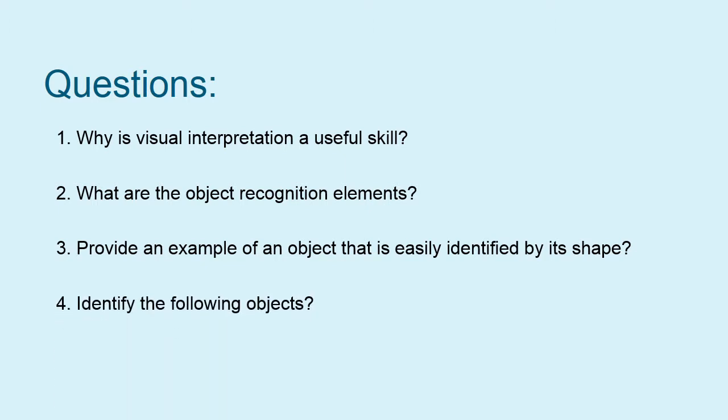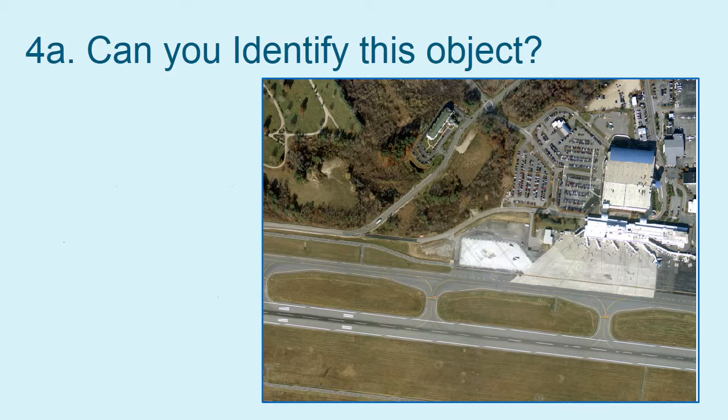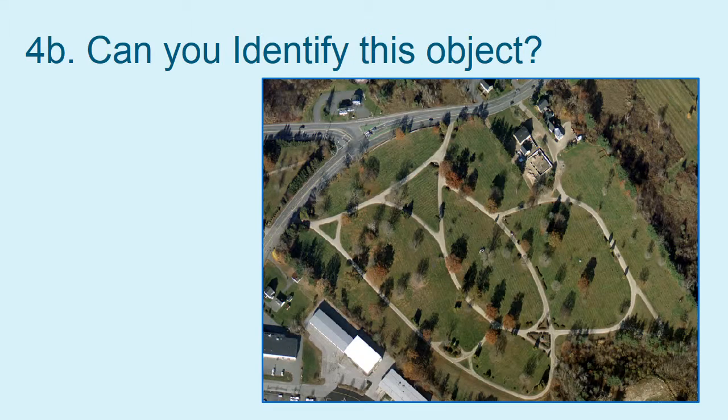Now what I'm going to do is follow with a couple of slides, pause as you need to, and I'm going to have you identify what those objects are. So first of all, what is this linear feature in the bottom of this image? Pause as you like. Can you tell me what this area in the center of this image is? What would you call this?